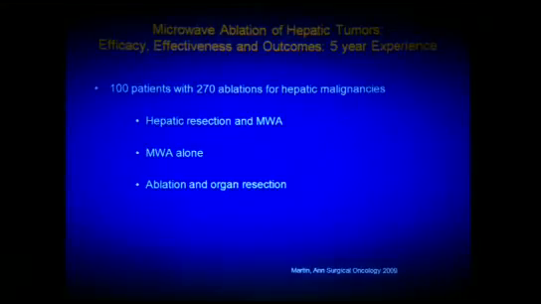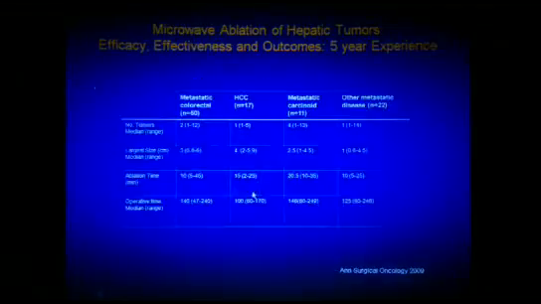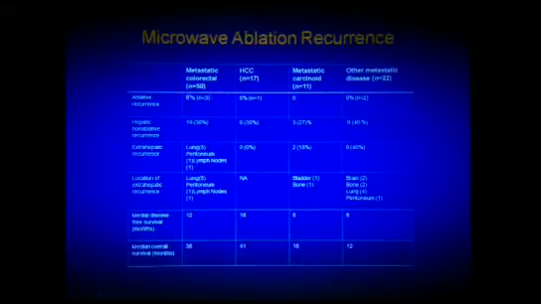There's another study done at the University of Louisville that looked at 270 ablations. Some of those ablations were done alone, some had hepatic resection, some had organ resection. Many of the tumors looked at were metastatic colorectal, HCC, and carcinoid. They looked at ablative recurrence and hepatic non-ablative recurrences.